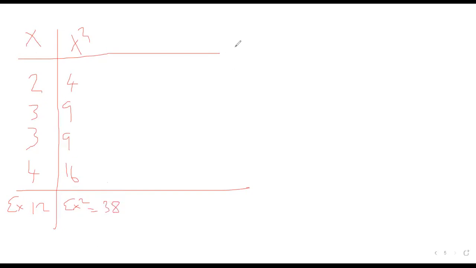So who can tell me how to find the mean? Mean for one group data is summation of x over what? By n. What is the summation of x? 12. Divided by n. How many elements we have here as our n? 4. 12 over 4, we get a 3.